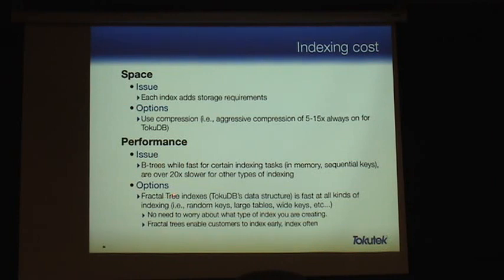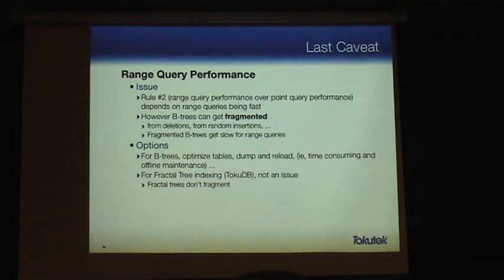And what fractal tree indexes do, which is the data structure underlying TokuDB, is it's fast at all kinds of indexing. And it can be up to 20 times faster than what you'll see with a B tree. The benefit is you don't need to worry about what type of index you're creating. So you can index early, you can index often.